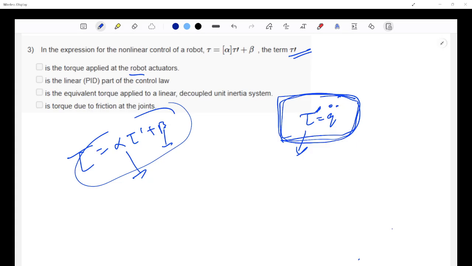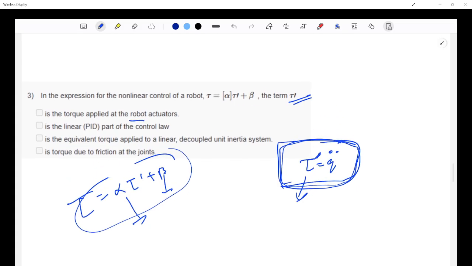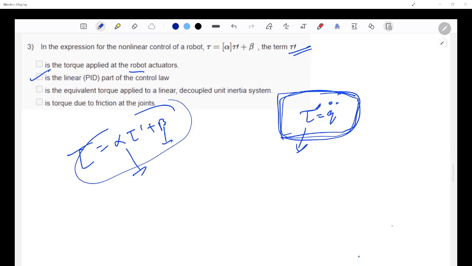So the option that we have is, it is the linear PID part of the control law. Yes, because this tau dash is basically, when we do q desired minus q, what do we get? We write a control law as the following. So this is a linear control law, usually PD or PID. The third option is, it is the equivalent torque applied to a linear decoupled unit inertia system. Because after cancellation, the system behaves like this. So tau dash acts like an input torque to a simple system. Okay, so this is also correct.